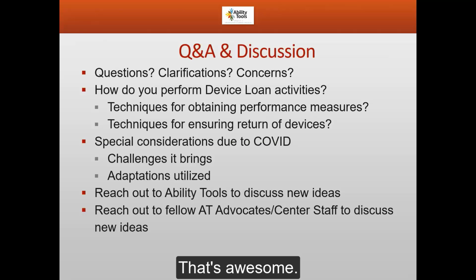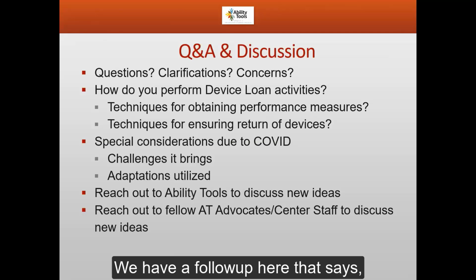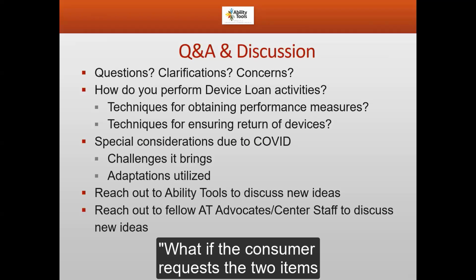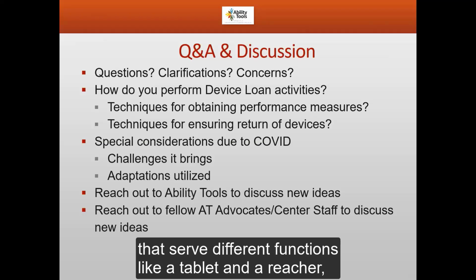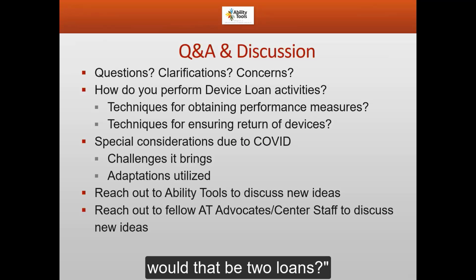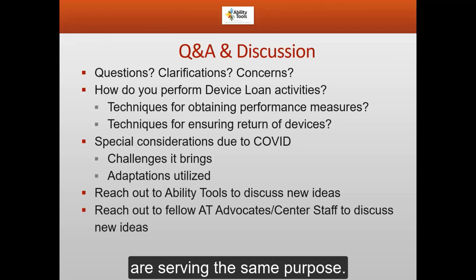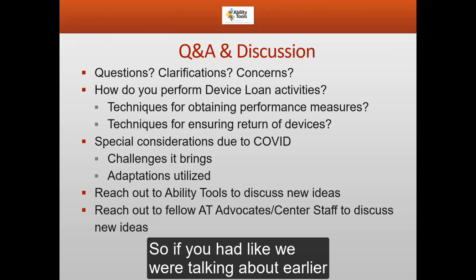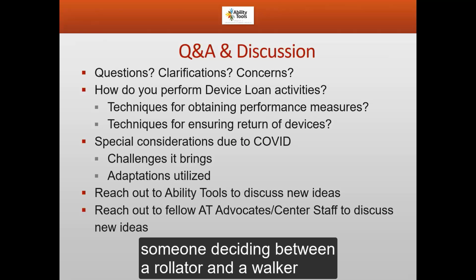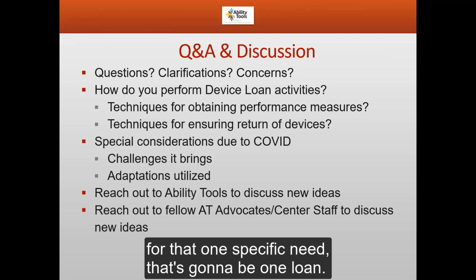That's awesome. Great. We have a follow-up here that says, what if the consumer requests two items that serve different functions, like a tablet and a reacher? Would that be two loans? Yeah, definitely. Again, it has to do with whether or not these items are serving the same purpose. So if you had, like we were talking about earlier, someone deciding between a rollator and a walker for that one specific need, that's going to be one loan.